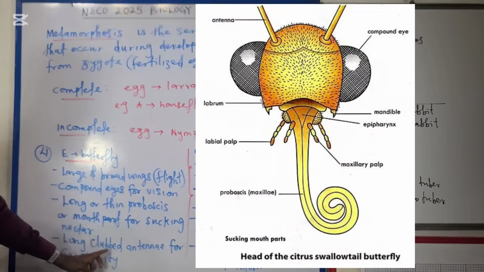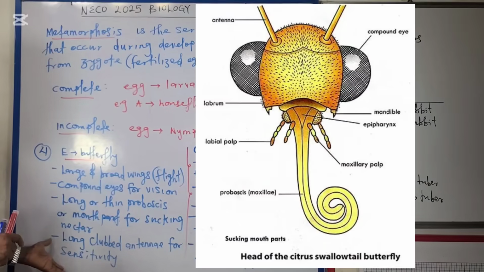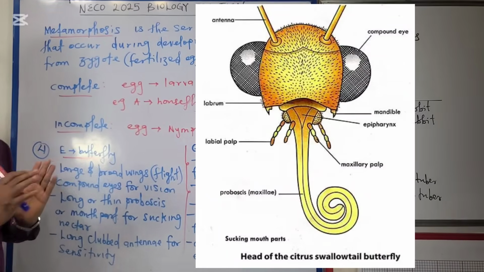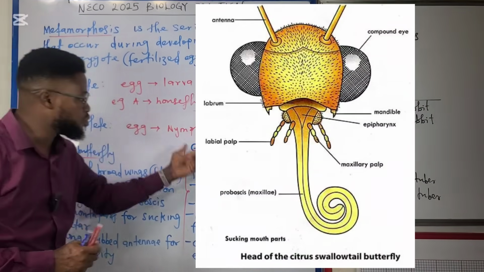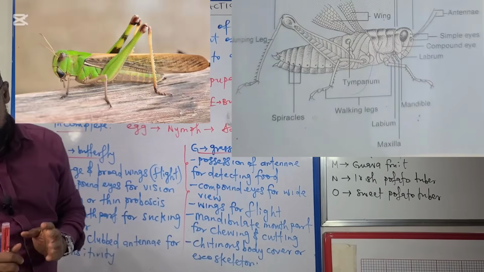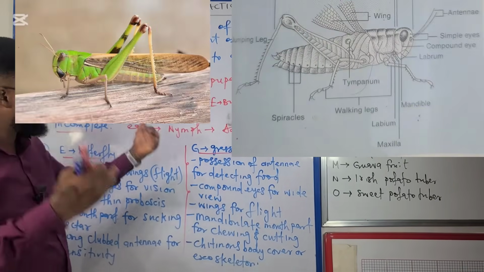It also has a long clubbed antenna for sensitivity. Those are the features that adapt the butterfly to its way of life. So we're talking about the grasshopper. How is it well suited for its mode of life, that's to its habitat?